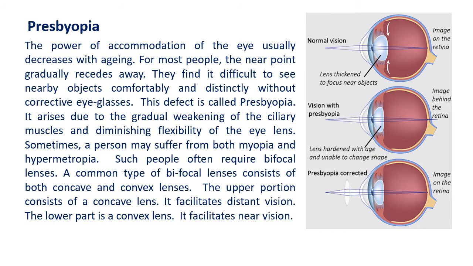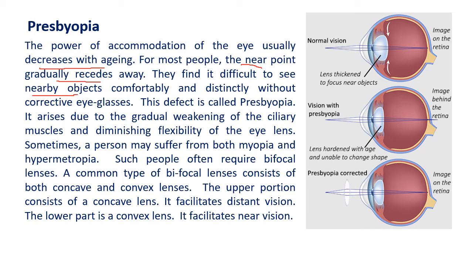Then we have presbyopia. Now, what is presbyopia? This is not myopia or hypermetropia, but it is a little like hypermetropia. Here, the accommodation of the eye decreases with aging. So what happens with age? With age, the person's ciliary muscles become weak. So because of aging, the near point gradually recedes away, means the near point goes further away. It is difficult to see nearby objects.